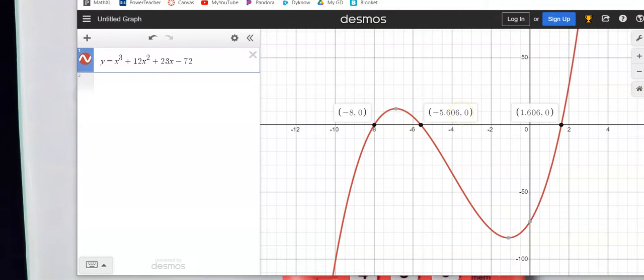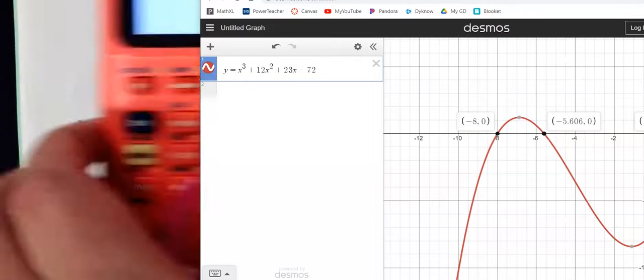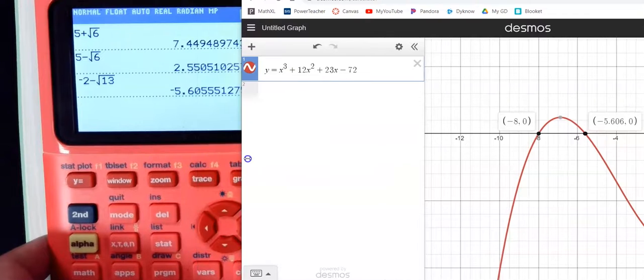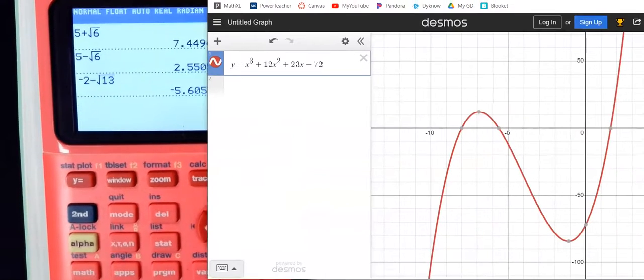Oh my gosh, I'm typing on my calculator and I don't even have it on the screen. Forgive me. I can't even get it on here. All right, sorry. All right, that's that -5 point.